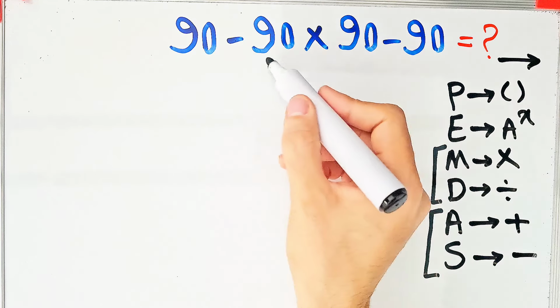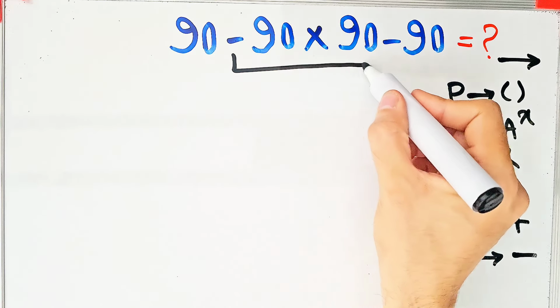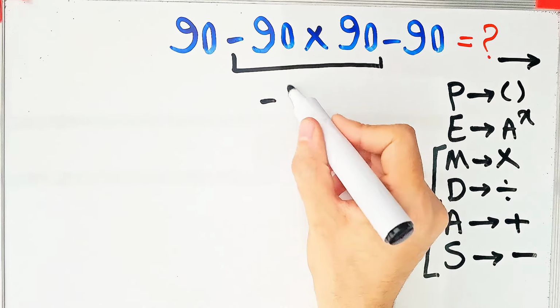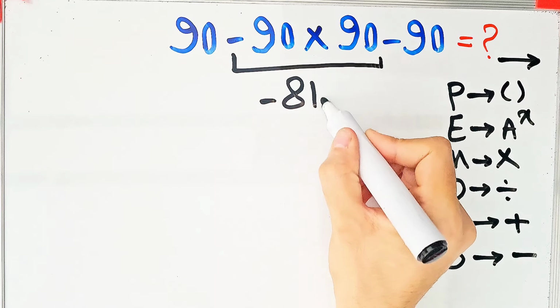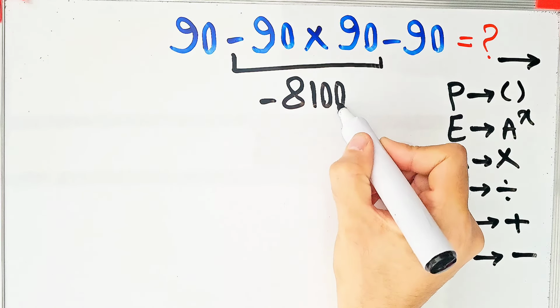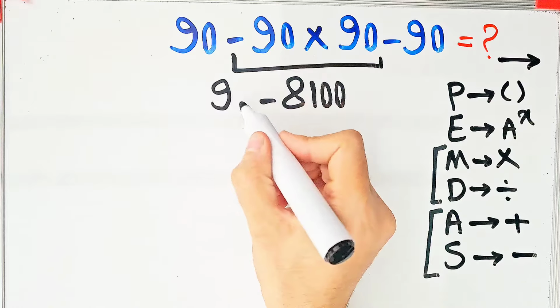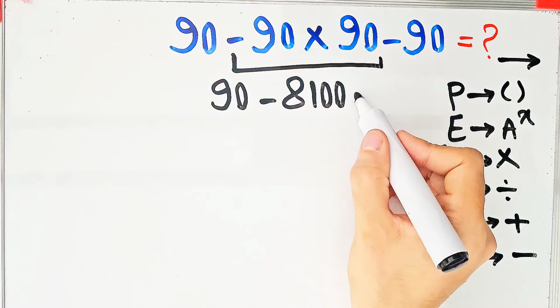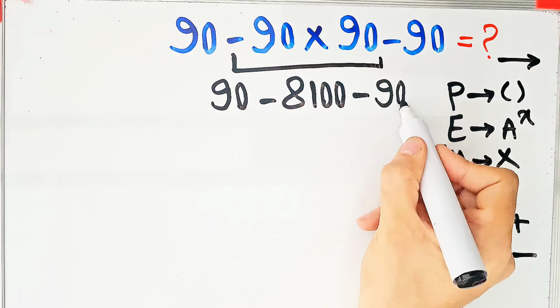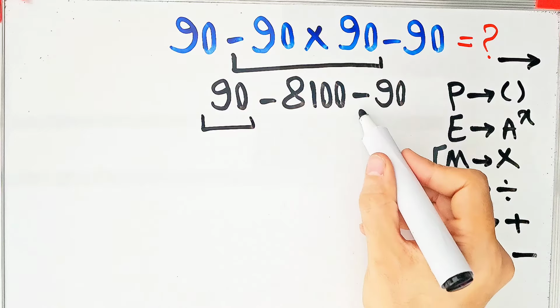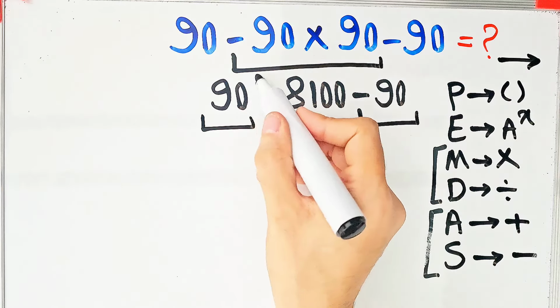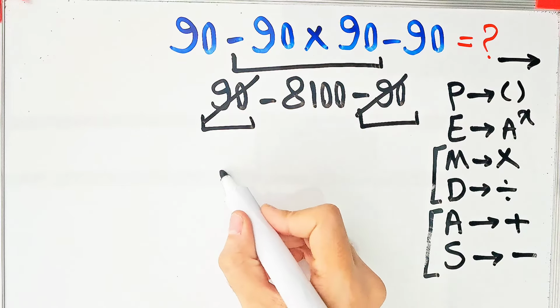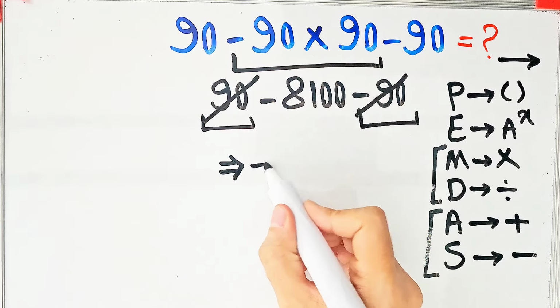In this question, first we do this multiplication. Negative 90 times 90 equals negative 8,100. Now we have 90 minus 8,100, then minus 90. Because we have negative and positive numbers on both sides, we simplify and we get the final answer of this question. Final answer is negative 8,100.